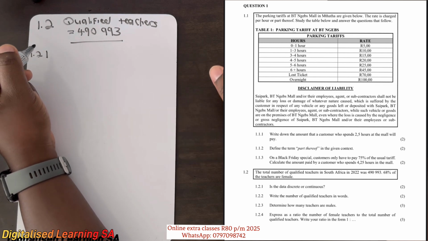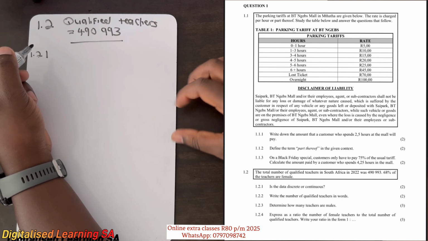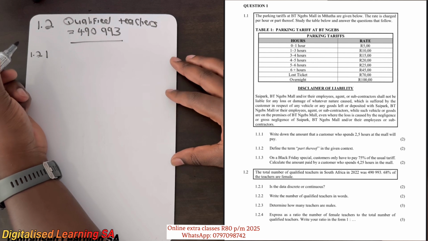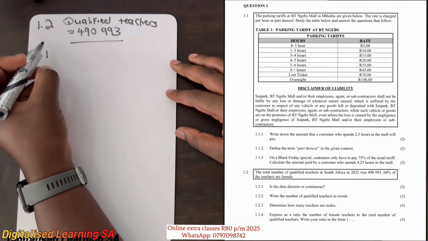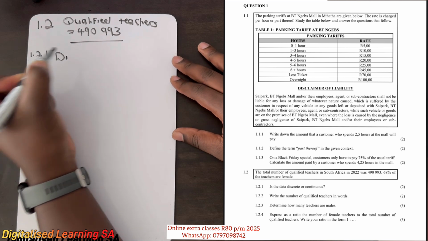Now let's go ahead and answer question 1.2.1. It states: is the data discrete or continuous? Before we move any further, we first need to distinguish between discrete and continuous.